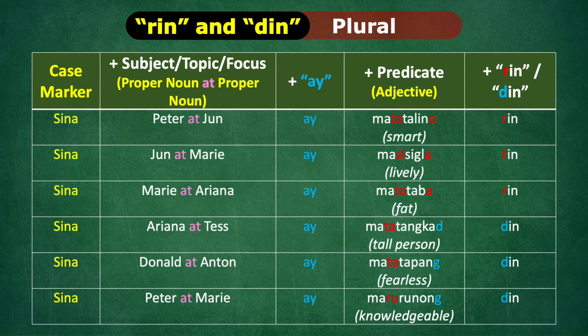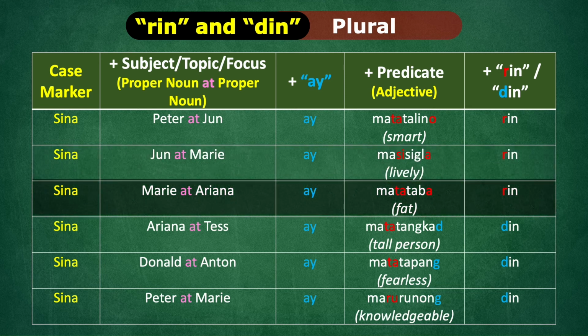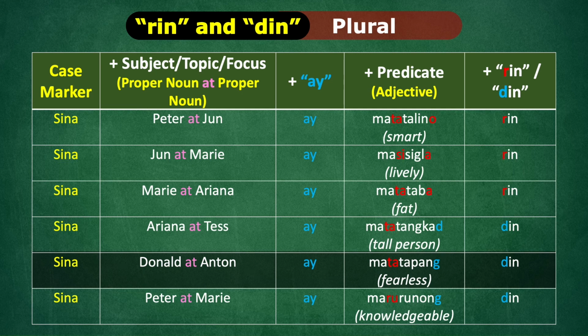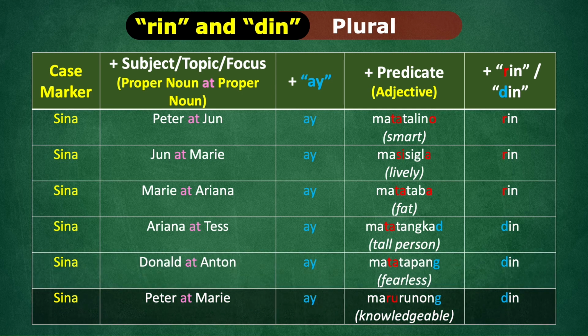Let's try. Sina Peter at June ay matatalino rin. Sina June at Marie ay masisigla rin. Sina Marie at Ariana ay matataba rin. Sina Ariana at Tess ay matatangkad din. Sina Donald at Anton ay matatapang din. Sina Peter at Marie ay marurunong din.